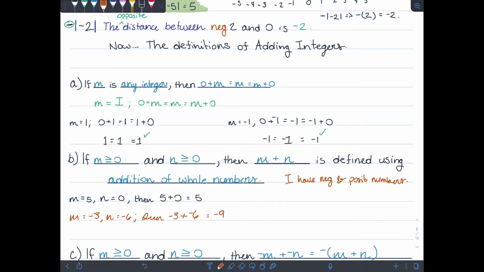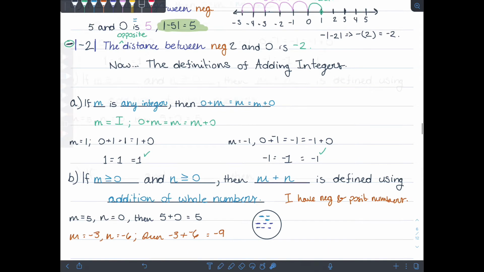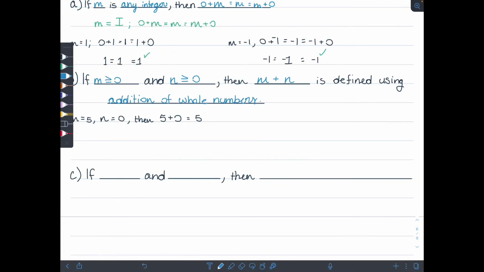Drawing our little charge field, I'm going to add in our 3 negatives. And now I'm going to add in our 6 negatives. In total, what do we have? We have a total of 9 negative charges. So integers, negative numbers and positive numbers, qualify for this definition. Let's move on to C.